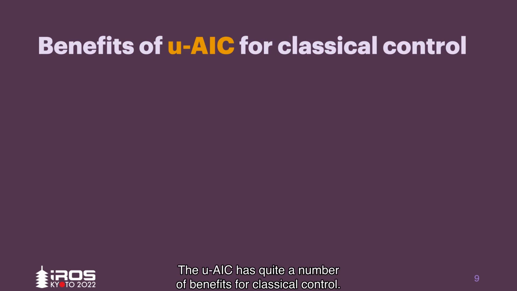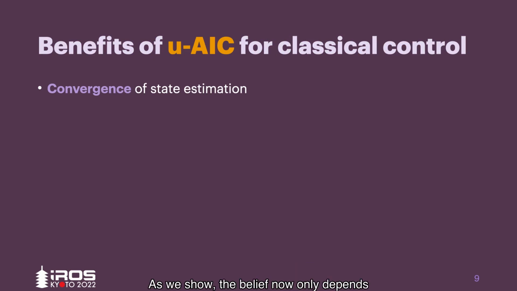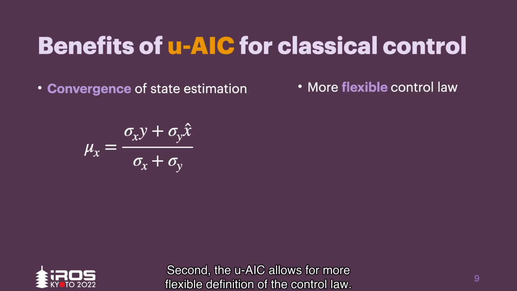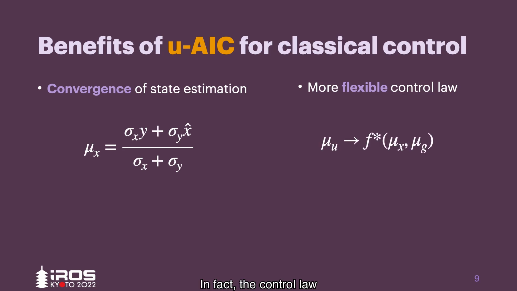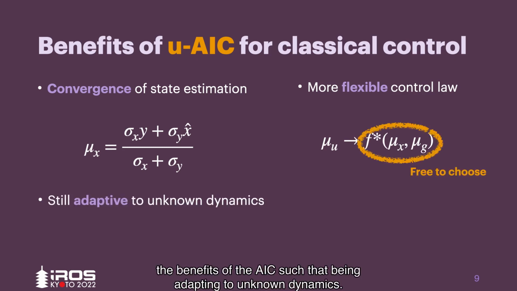The u-AIC has quite a number of benefits for classical control. First of all, the state estimation is not biased towards the goal anymore. As we show, the belief now only depends on measurements and state update, not on the goal anymore. Second, the u-AIC allows for more flexible definition of the control law. In fact, the control law converges to the function f star, which can be defined by the user. And finally, the u-AIC maintains all the benefits of the AIC, such as being adapted to unknown dynamics.